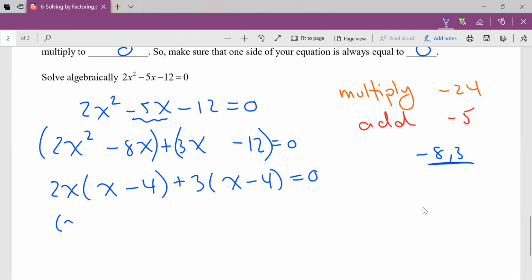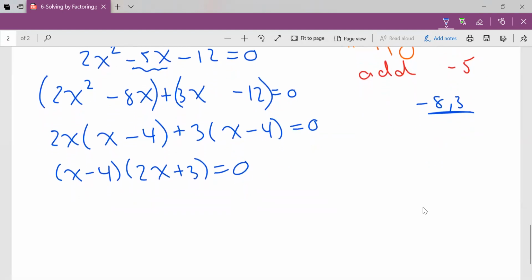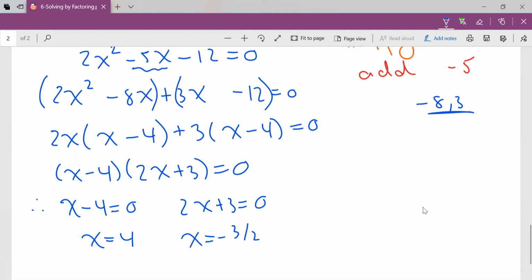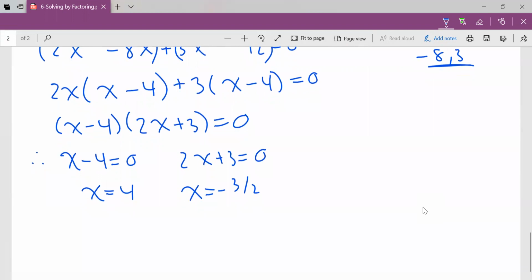So now I'm going to factor x minus 4 out of the whole equation. And what do I have left? 2x plus 3 is equal to 0. Now that we've factored, we can solve. So with the zero product property, set these both equal to 0. Some people, me included, like to say therefore. And so therefore x is equal to 4, x is equal to negative 3/2. And again, if you wanted to write that as a solution set, it would simply be that.